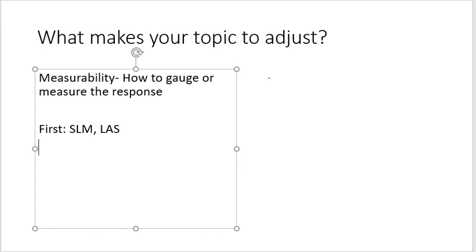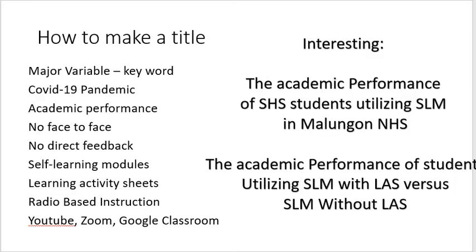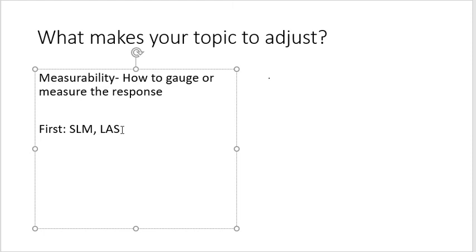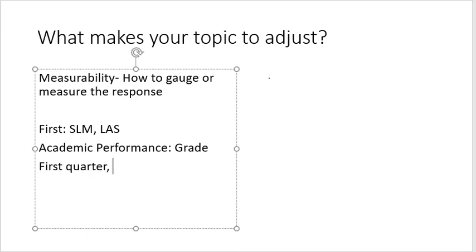And if you will gather the data on this, if you notice, the students first used SLM only, and after that, they used LAS. So, if we take the measurability, is it SLM only, for example, the academic performance? Because academic performance can be measured in many ways. So, our possible way of measuring the academic performance is the grade performance. So, the grade of the students in the first quarter.